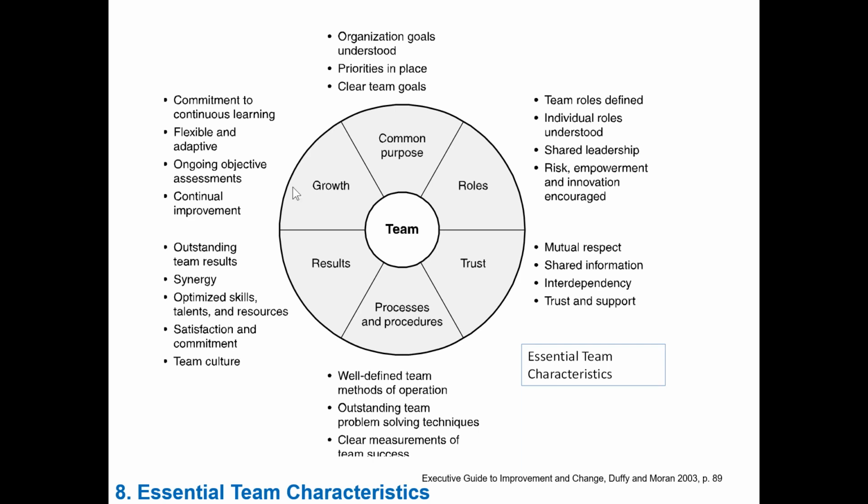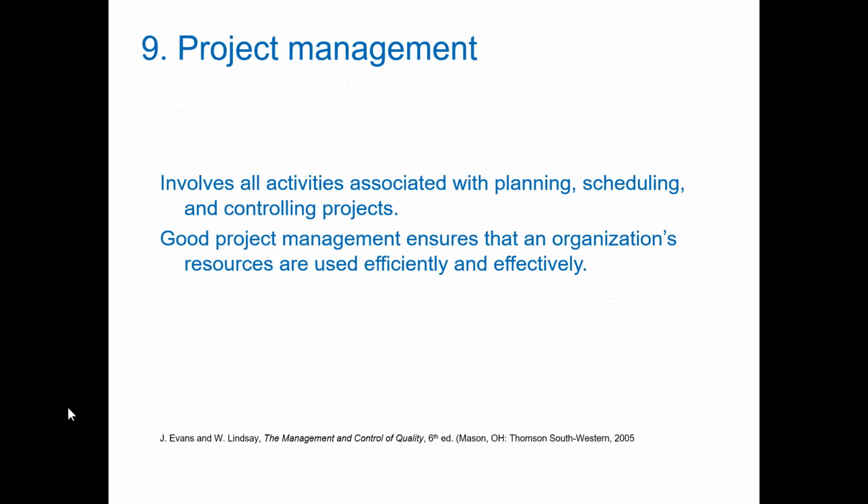So these are the different characteristics. Have a common purpose with the team members. Make sure we understand roles and responsibilities. Incorporate trust very, very quickly. Certainly we need to have processes and procedures. We need to be clear about the results. We also need to be aware of the growth potential for the individuals on the team. I won't go through these details. You're going to download these slides and have them on your own. This slide is also further explained in the Executive Guide to Improvement and Change.